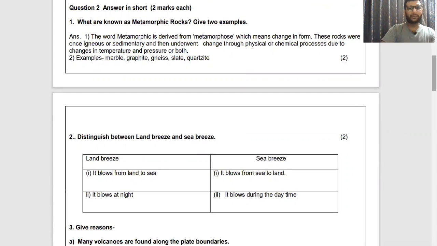It is a simple answer: understand, know the keywords, and write them down. Physical, chemical processes, changes, pressure, both, they are important. And of course, metamorphs, which is a very important word. You should underline it. All right, coming to the next question.